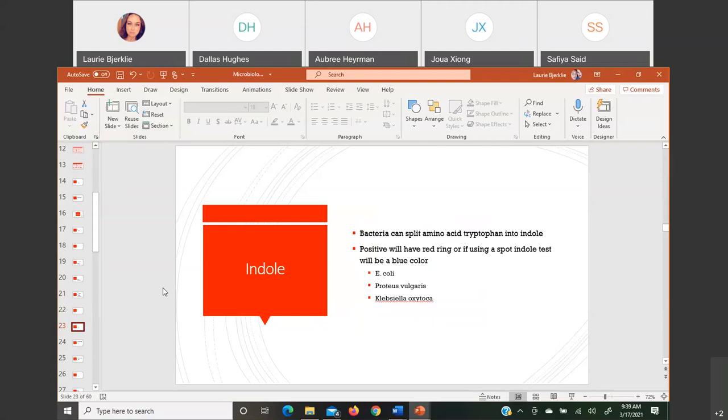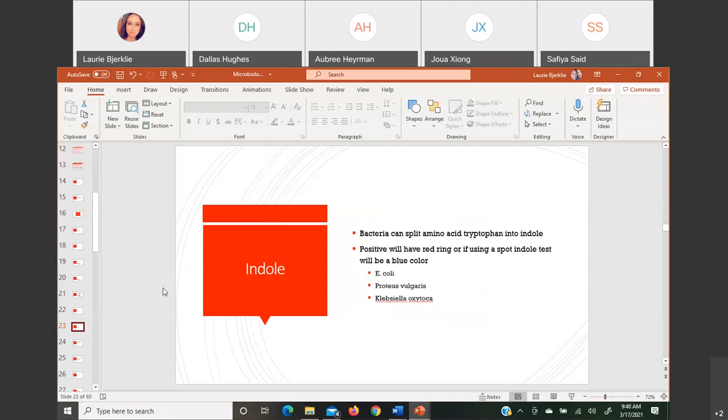But indole is basically meaning if you are positive for that, your bacteria can split the amino acid tryptophan into indole. So on a test question, if you were to ever see the word tryptophan, you should be thinking about indole. I know that there's a question in your board study guidebook that has that in there, that asked about tryptophan. It's basically asking about indole. So kind of link that together in the microbiology world.